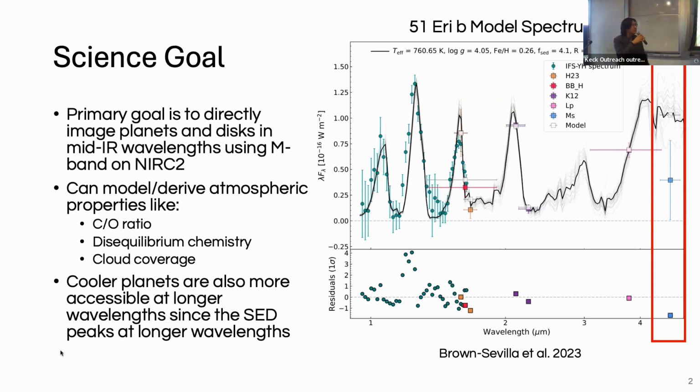And not only that, cooler planets are also more accessible at longer wavelengths because the SEDs of these atmospheric models tend to peak at longer wavelengths.